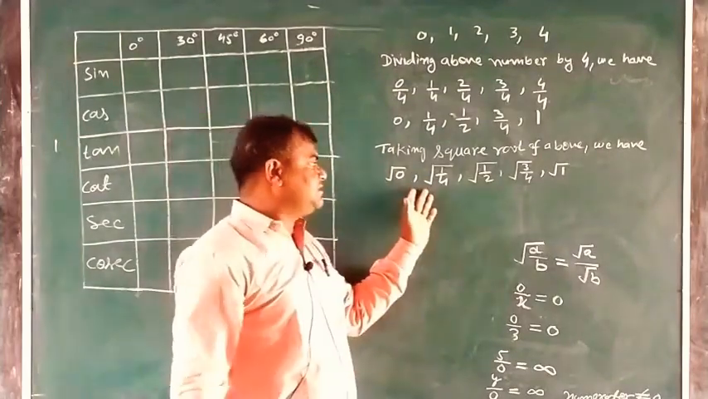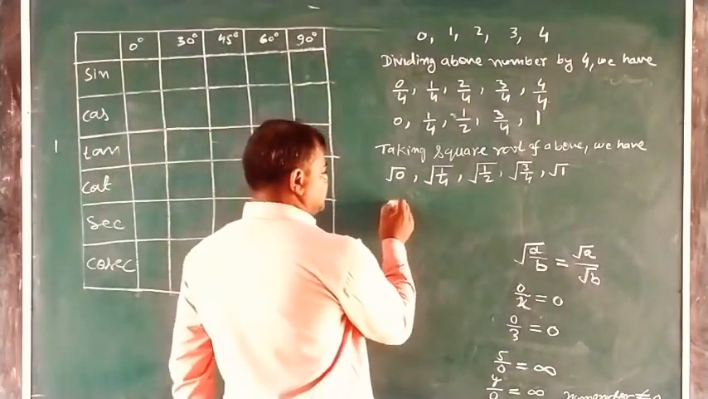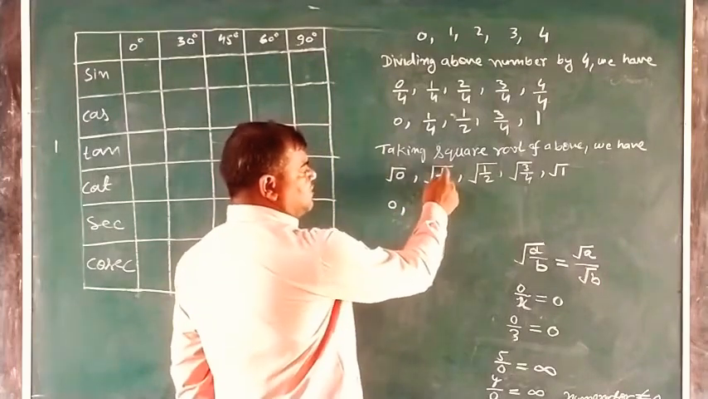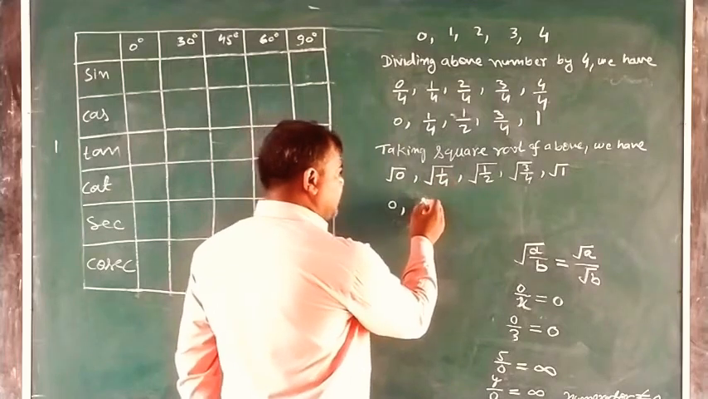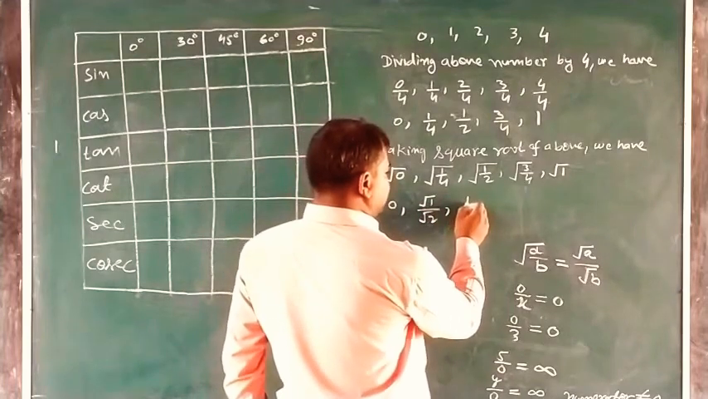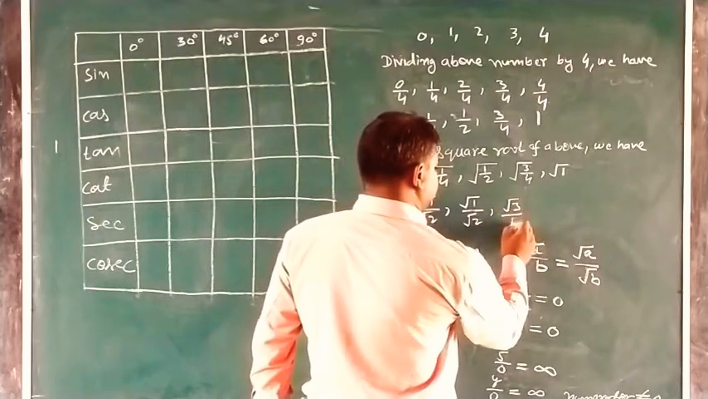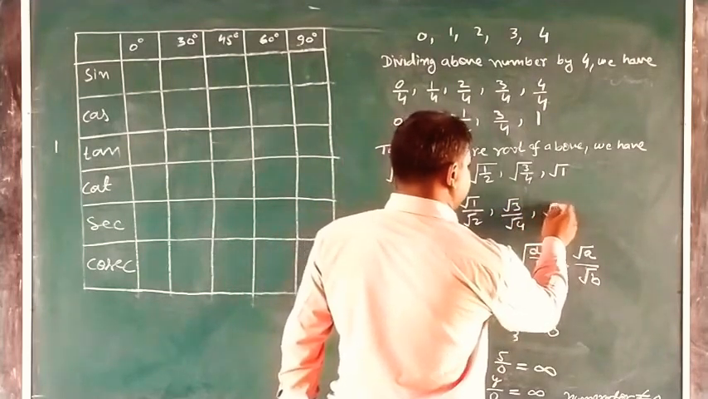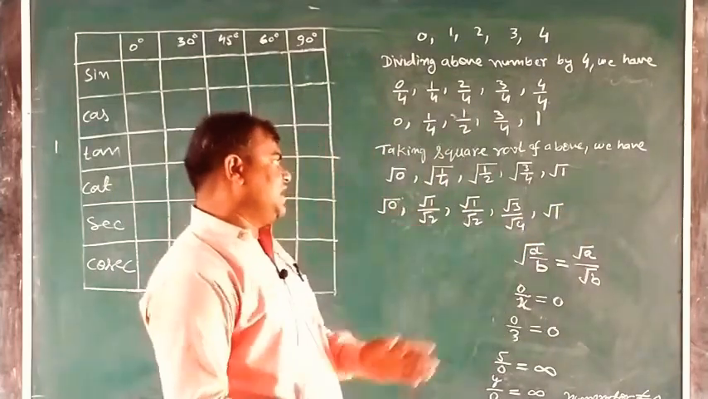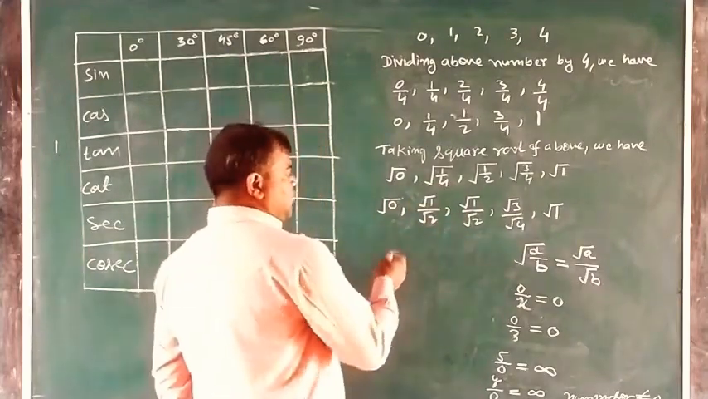So here, after solving this, we will get 0, and then under root 1 by under root 4, under root 1 by under root 2, under root 3 by under root 4, and under root 1. Here also we can write it in this form. And here we are going to solve this.